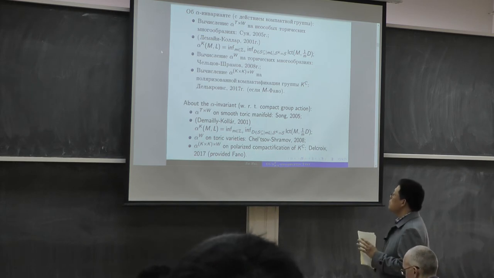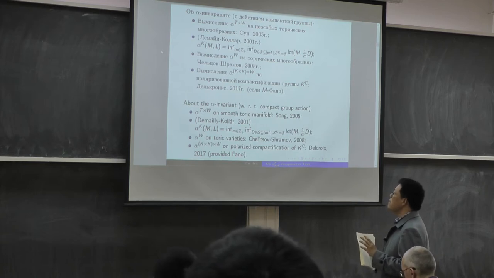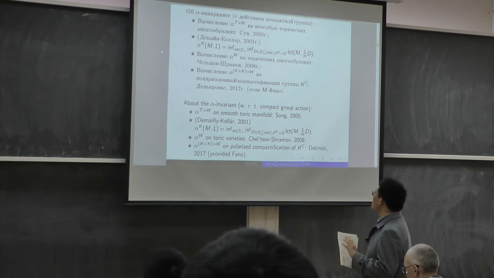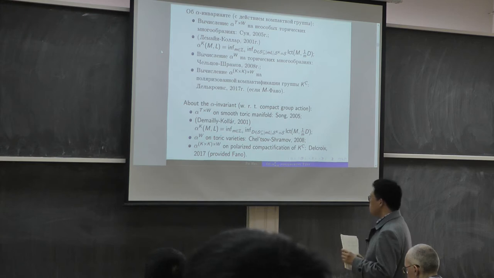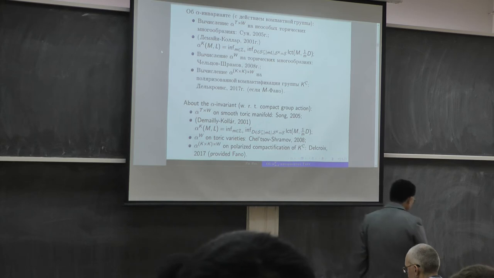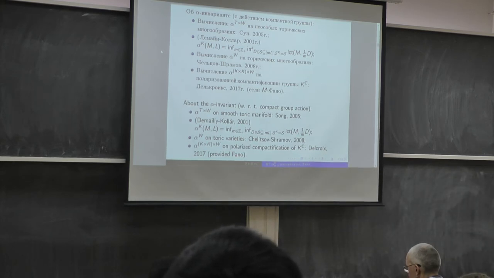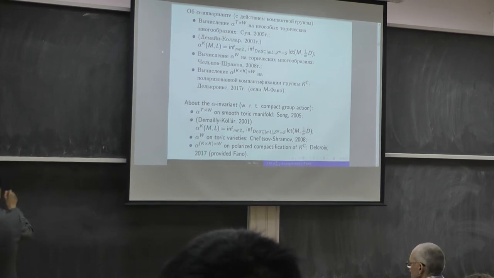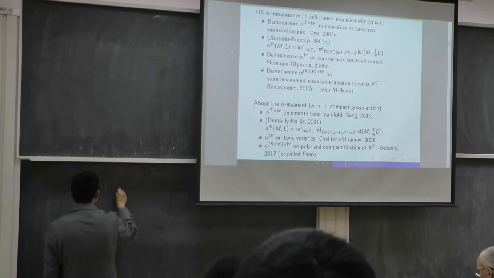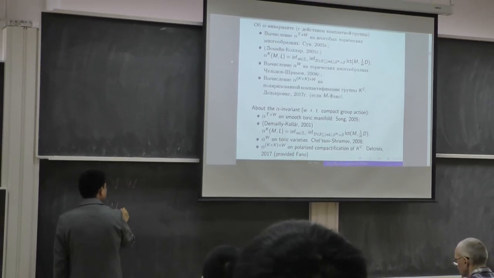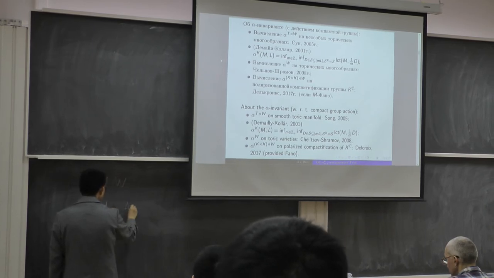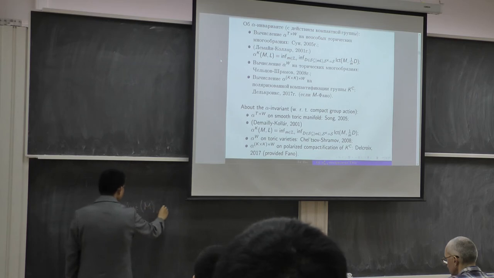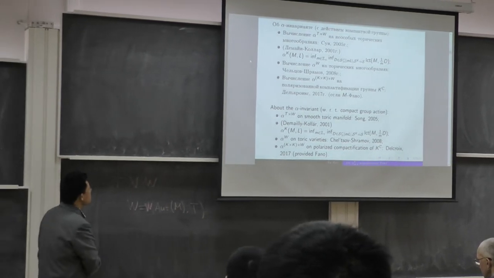Now for the alpha invariant with a compact group action, the earliest work I can find is the work of Song Jian. In 2005, he computed the alpha invariant of a toric manifold, and the group is chosen to be the compact torus T cross the Weyl group W. And here the Weyl group is the group of automorphisms of the maximal torus, that's the Weyl group.